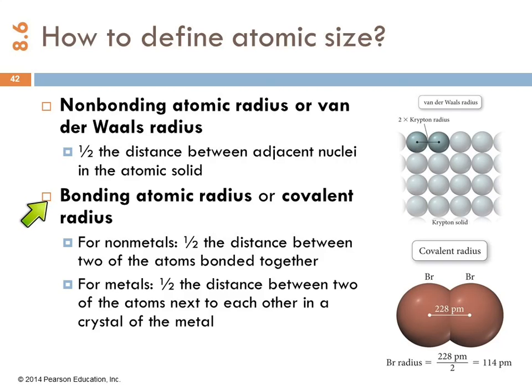We can also look at a bonding atomic radius, or it's sometimes called a covalent radius. For nonmetals, we're looking at half the distance between two of the atoms bonded together. So bromine forms diatomic molecules. We can measure the distance between the bromine atoms in the molecule and divide that by 2. Now, as you can imagine, that's going to be a little smaller than if you had a bromine atom all by itself, because they get pulled together and they squish into each other. For metals, we're looking at the distance between two atoms in a crystal of the metal. And so for metals, half the distance between those two is going to be real similar to the non-bonding atomic radius.